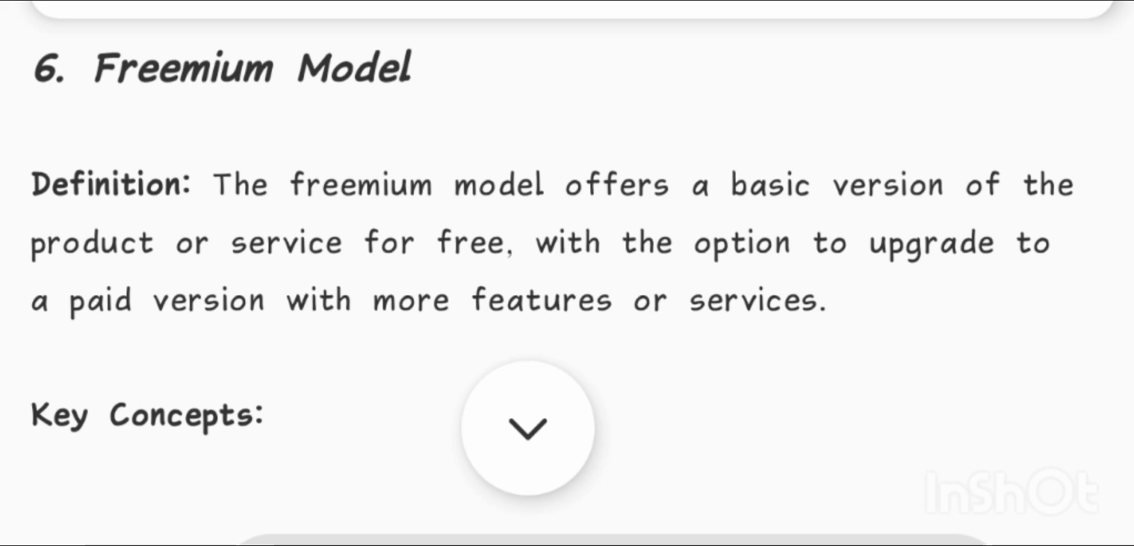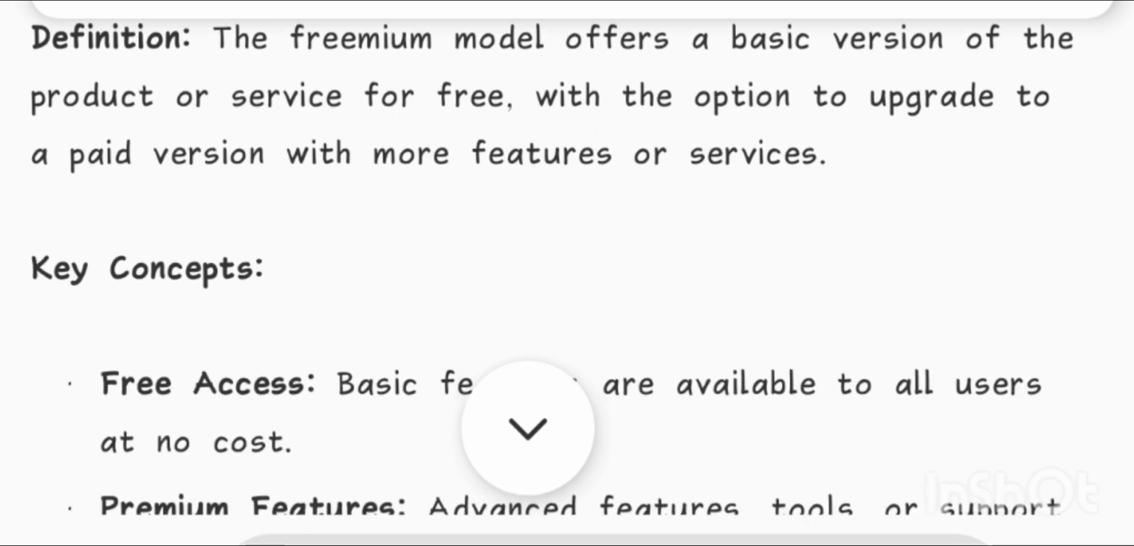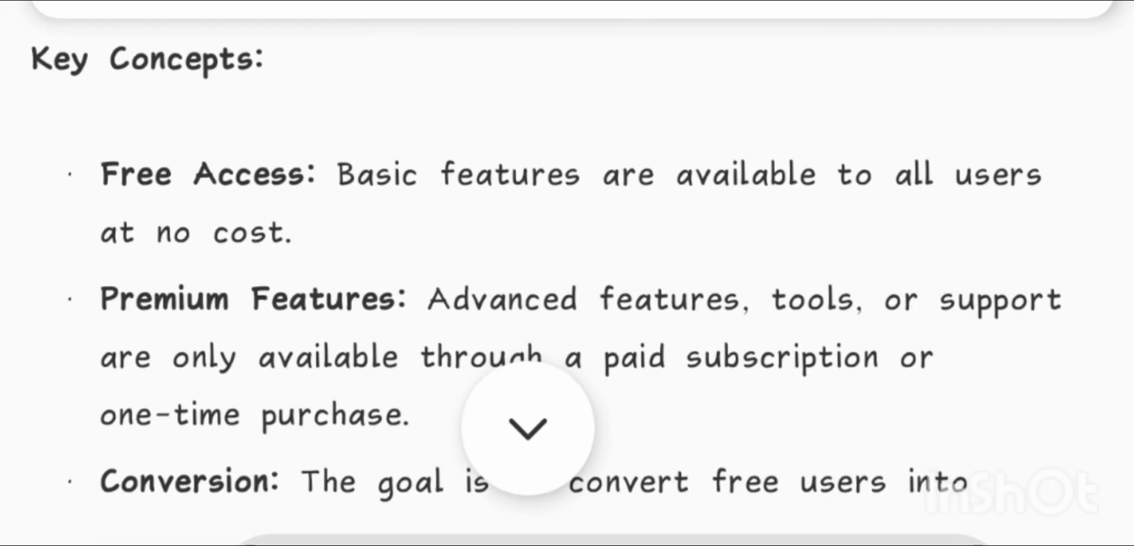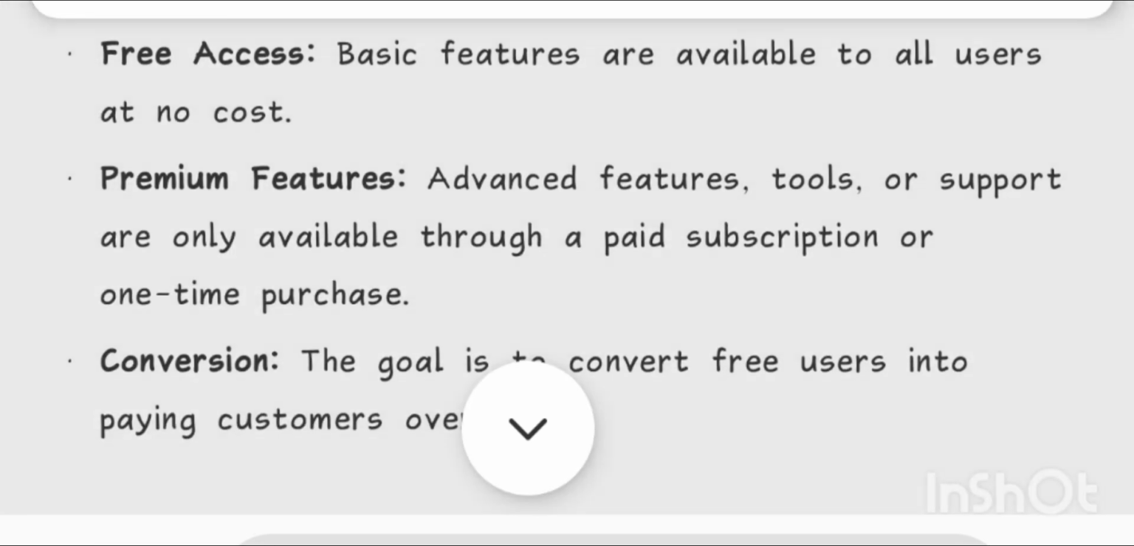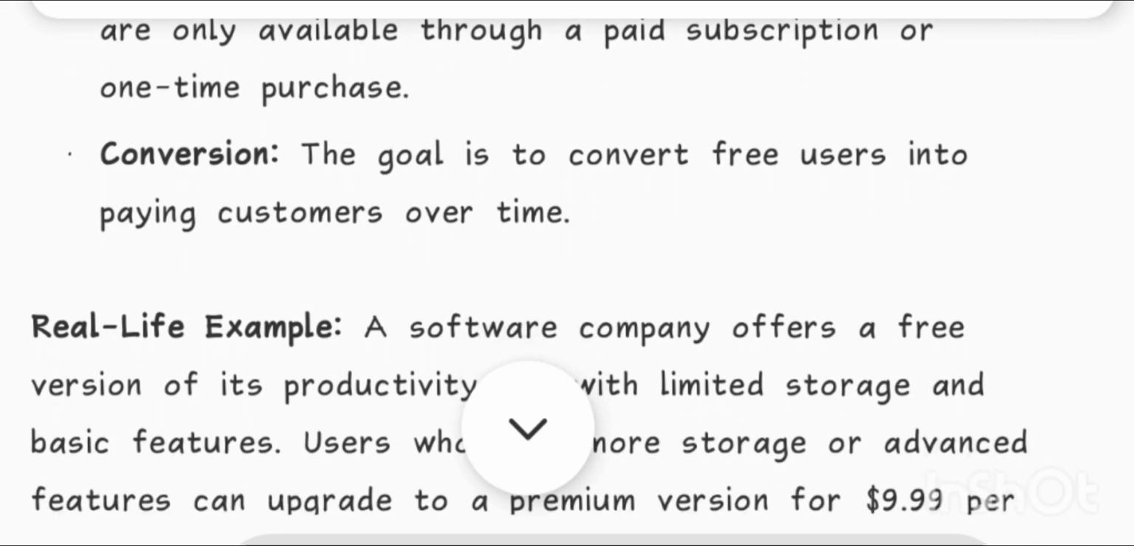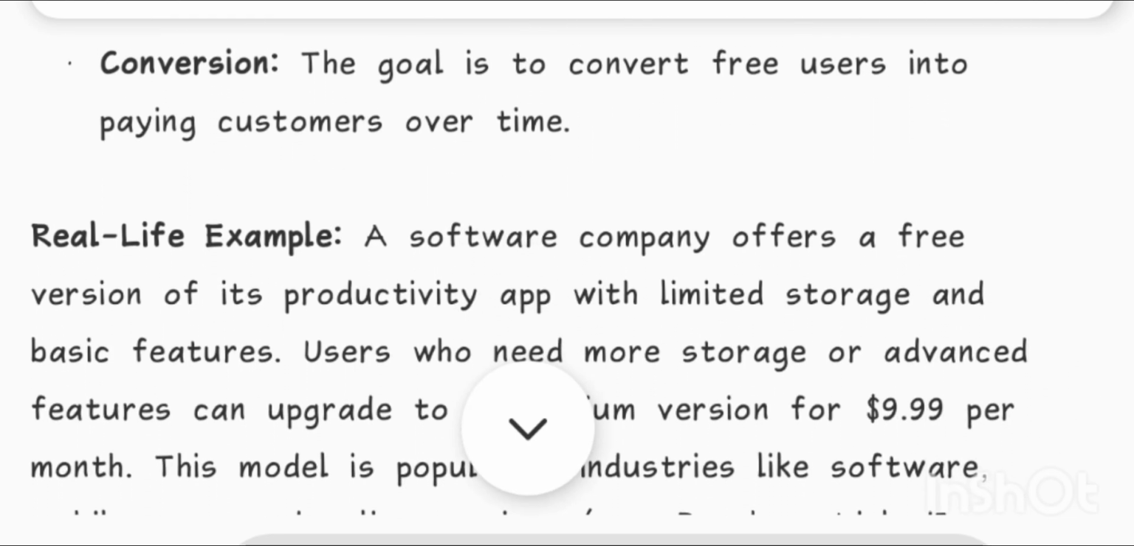Number 6, freemium model. Definition: the freemium model offers a basic version of the product or service for free, with the option to upgrade to a paid version with more features or services. Key concepts: free access. Basic features are available to all users at no cost. Premium features: advanced features, tools, or support are only available through a paid subscription or one-time purchase. Conversion: the goal is to convert free users into paying customers over time.